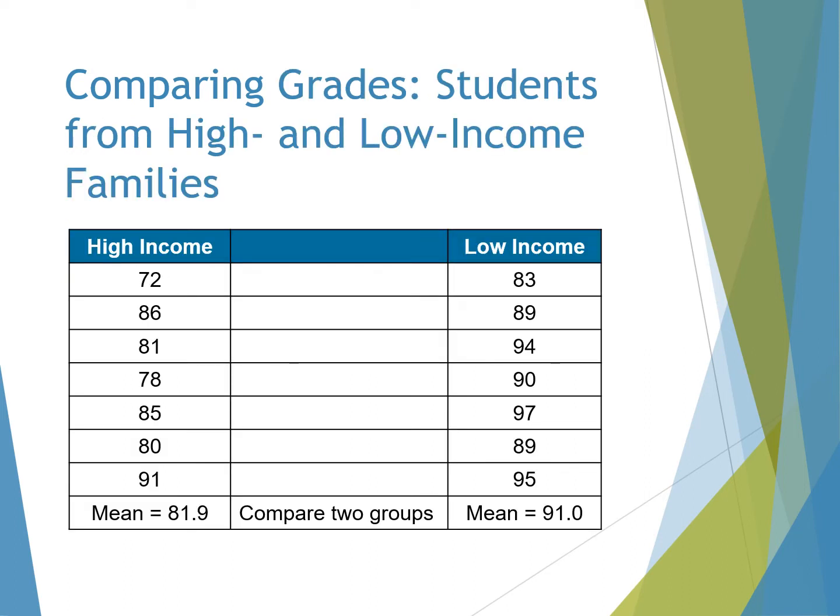So for example, maybe I want to compare the grades of students who are from high and low income families. So I'm going to ask every participant about their family income. And with that information, I can place students into a high income group and a low income group. And then I'm also going to ask every single person about their grades. So for all of my high income people, I have their individual scores, and I can calculate a mean for my high income people. Then I have the individual scores for my low income people, and I've got a mean for that group. And I'm going to compare the two groups.